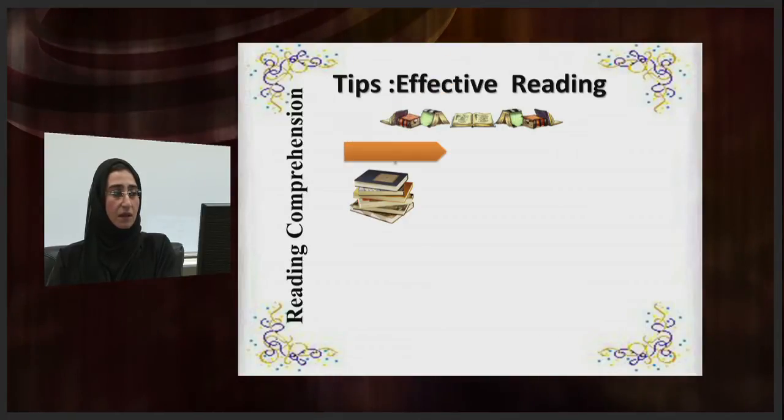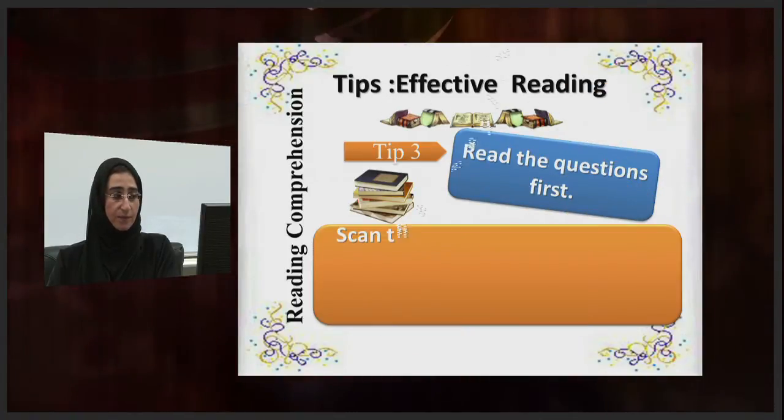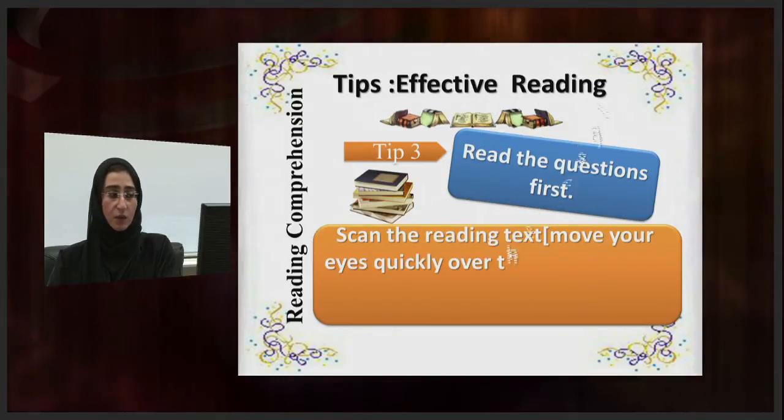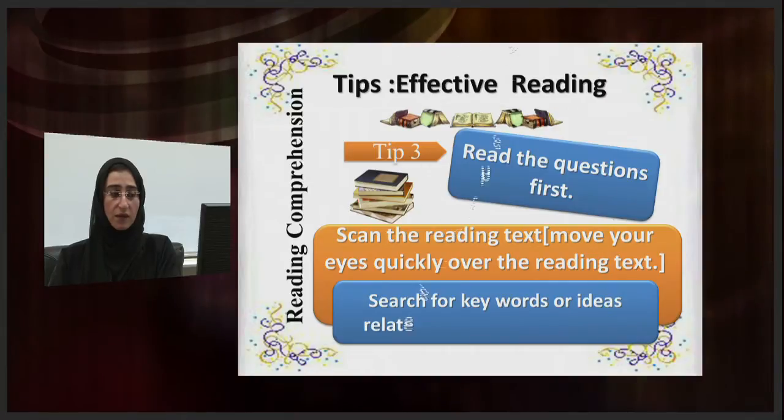Another tip here, it's tip number 3. Read the questions first. Scan the reading text. Move your eyes quickly over the reading text. And then search for keywords or ideas related to the given questions. So, as I told you before, read the questions very well. Read the distractors. I mean by distractors, the choices, the options, A, B, C, or D. Read them very well. Try to find keys or clues that will help you search for the answers. Please don't read again every single word. Try to find some clues like numbers, names, phrases, something more specific.